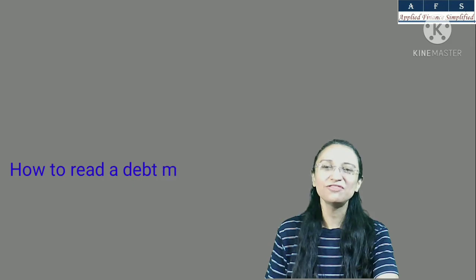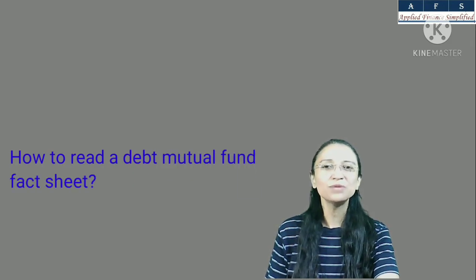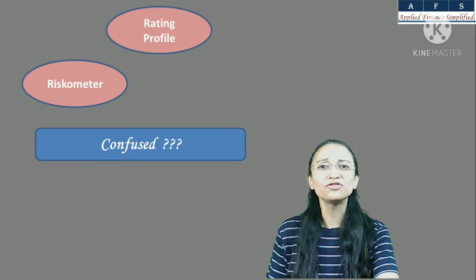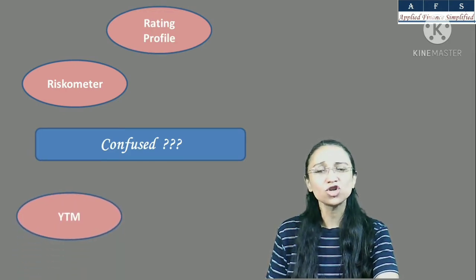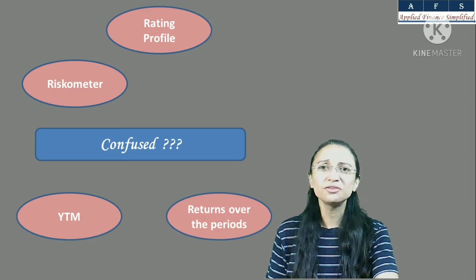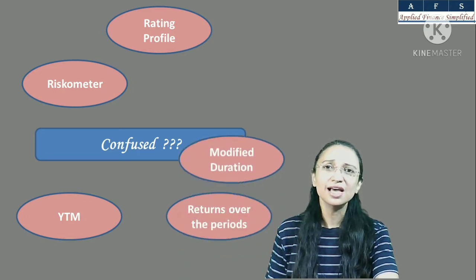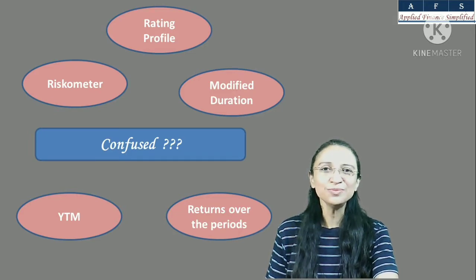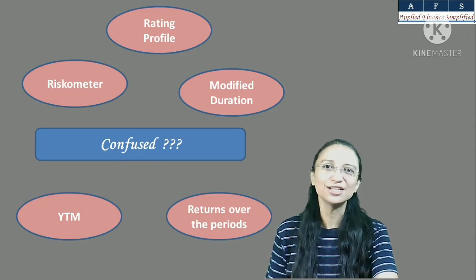In this video, we will learn how to read a debt mutual fund fact sheet. Many times when we try to read the debt fact sheet, we get confused regarding the terms used in the fact sheet like the riskometer, the ratings profile of different securities, yield to maturity, the returns over different periods compared with the benchmarks, modified duration. Do you find it difficult to understand these terms? Don't worry, we will divide the debt fund fact sheet into different sections and talk about them in detail today.